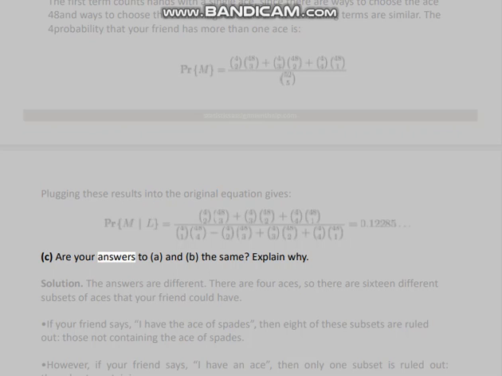C. Are your answers to A and B the same? Explain why. Solution. The answers are different. There are 4 aces, so there are 16 different subsets of aces that your friend could have. If your friend says, I have the ace of spades, then 8 of these subsets are ruled out, those not containing the ace of spades. However, if your friend says, I have an ace, then only one subset is ruled out, the subset containing no aces. Thus, the probability that your friend has a second ace is different in these 2 cases, because we are conditioning on 2 very different events.